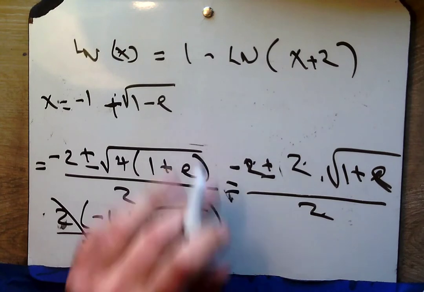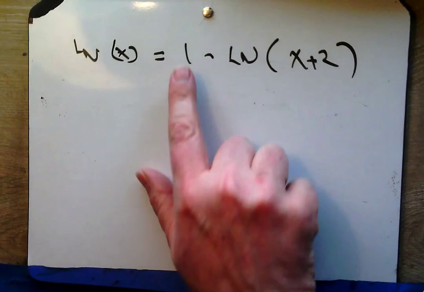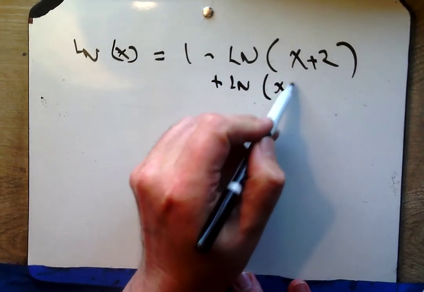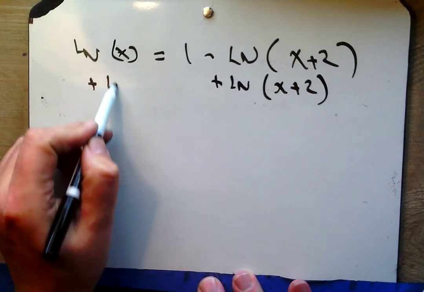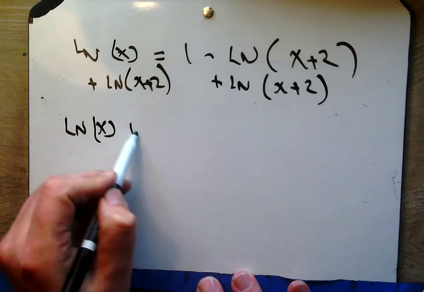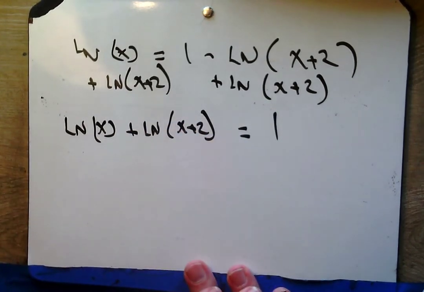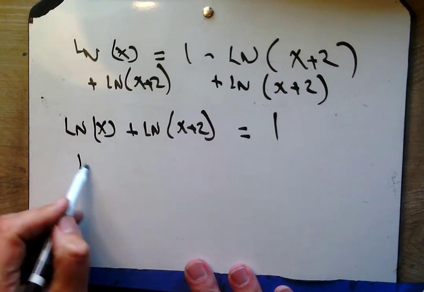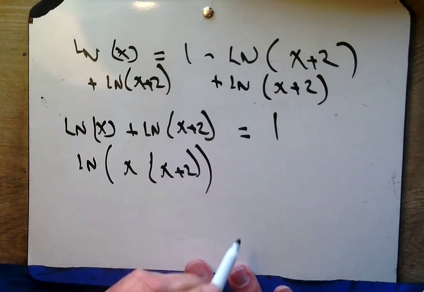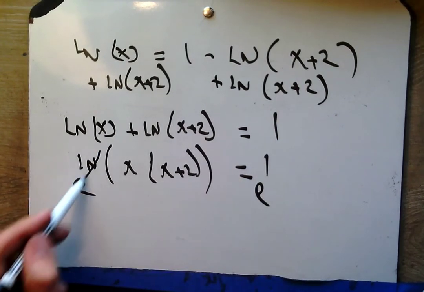All right, now most students don't do that. They don't see this as the ln of e. What they do is they add this to both sides. And so now I've got ln of x plus ln of x plus 2 equals 1. And I condense these into 1, ln of x times (x plus 2), and then I exponentiate.